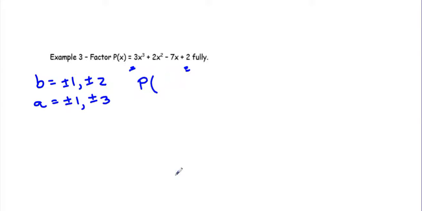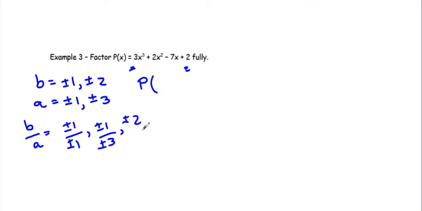So what you have to do for b over a is come up with all the combinations of b over a. So if b were plus or minus 1 over plus or minus 1, that would work. Or if b was plus or minus 1 over plus or minus 3. Or if b was plus or minus 2 over plus or minus 1. I'm just writing them out very rudimentary here. And then the last one would be plus or minus 2 over plus or minus 3.